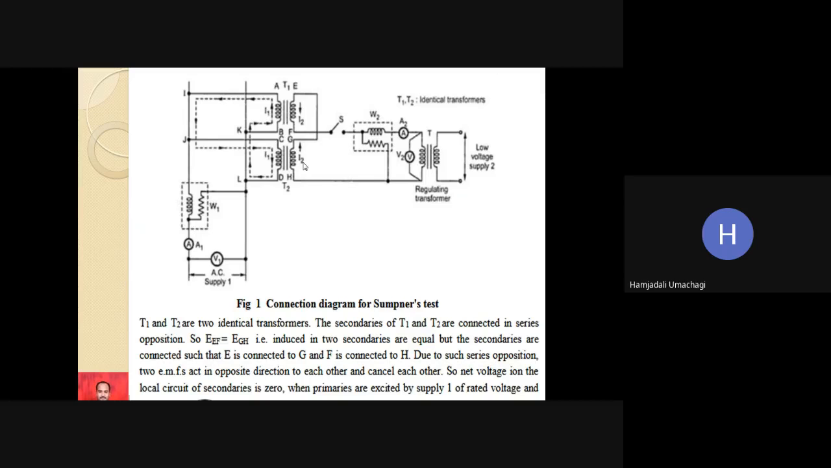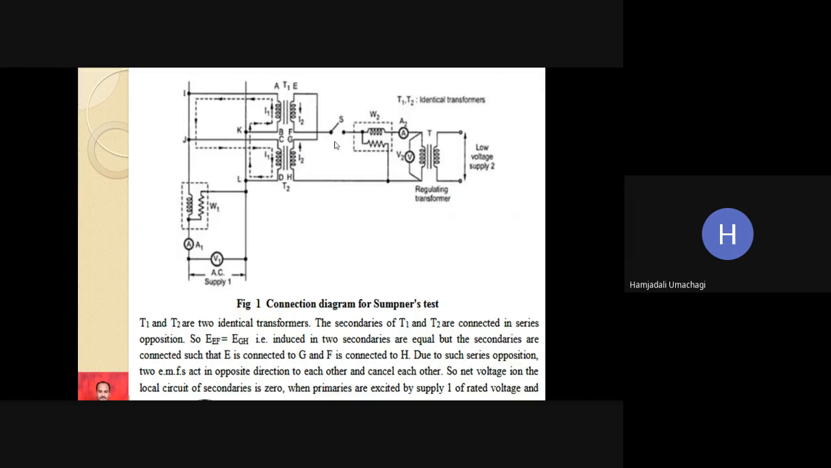If it is double voltage, then you cannot close the switch. So before conducting the test, the secondaries of the two transformers should be connected in series opposition, such that the voltage induced in the first transformer secondary side and similarly in the second transformer secondary side are both equal and opposite, such that net voltage is 0, so that no loop current will flow in this loop.